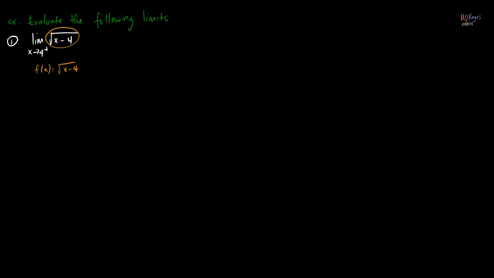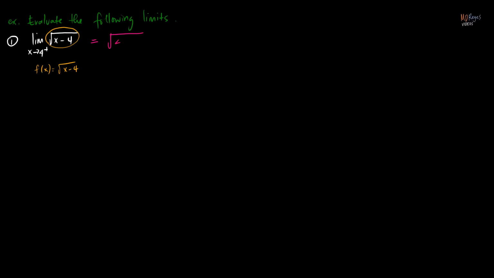So therefore, if x is approaching 4 from the right, then we are actually substituting not the exact number 4, but a number very, very close to 4, but on the right of 4. It means to say that we are actually substituting a number greater than 4 here. So it's okay, we can do that, right? So how do we evaluate the limit?